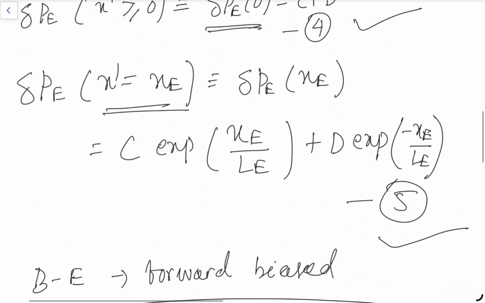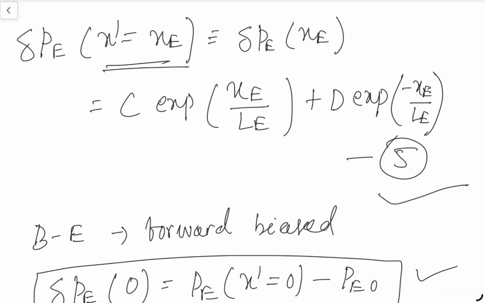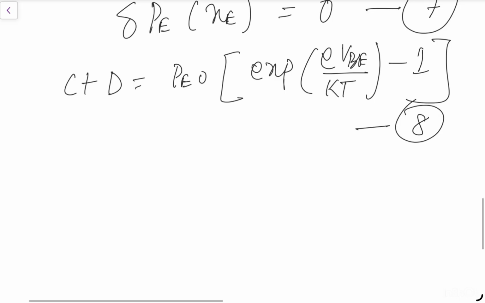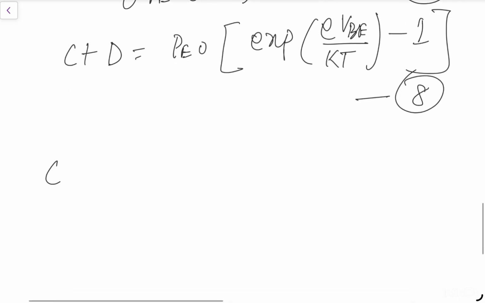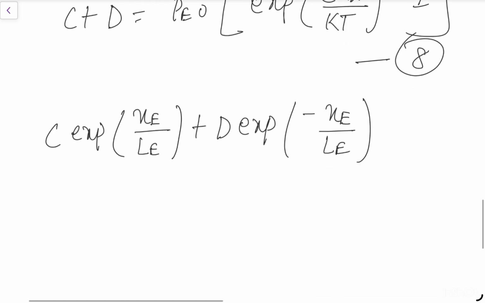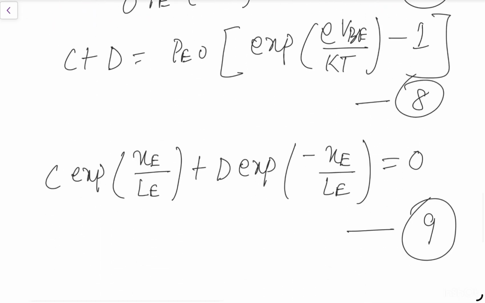Now let us combine equation 5 and 7, which is C exponential of xe by Le plus D exponential of minus xe by Le is equal to delta P at x' equals xe, which is 0. This one is equation 7, right? So our equation will be C times exponential of xe by Le plus D exponential of minus xe by Le equals 0. So equations 8 and 9.